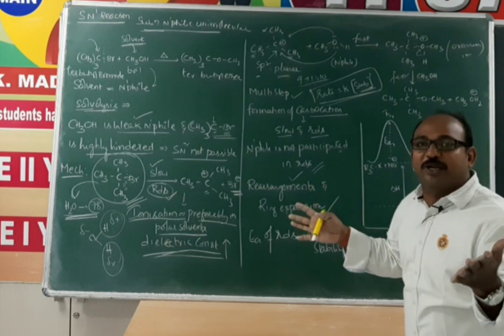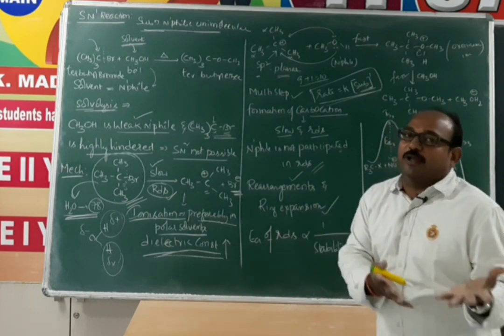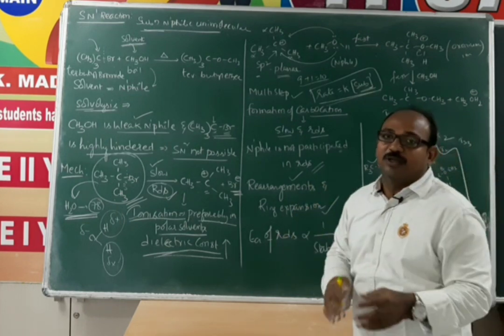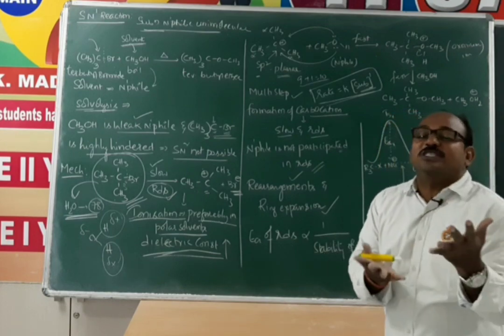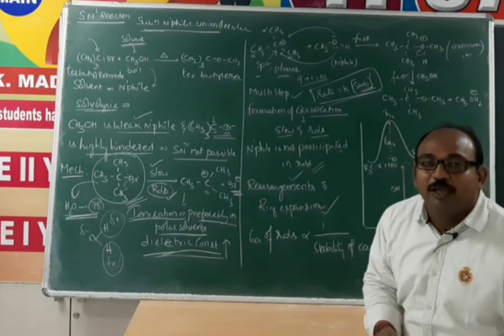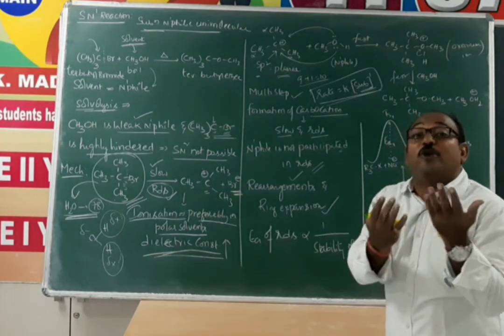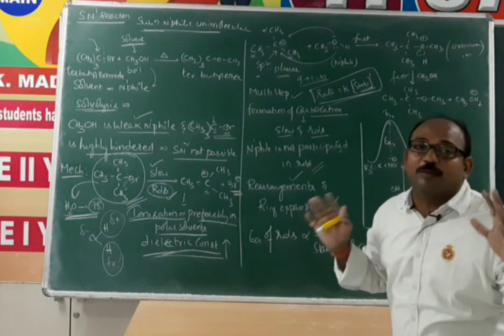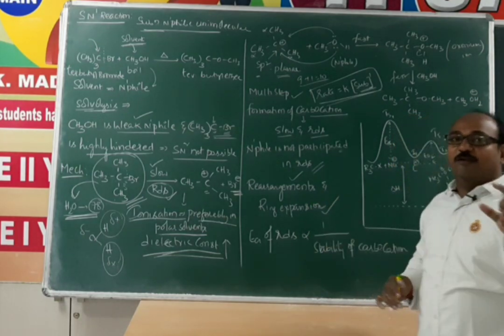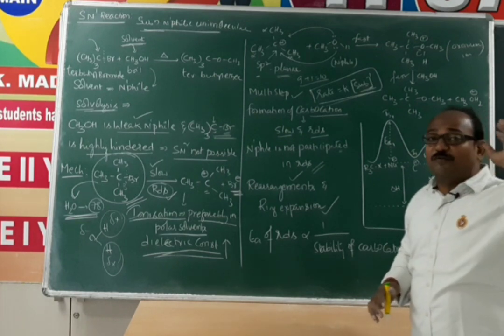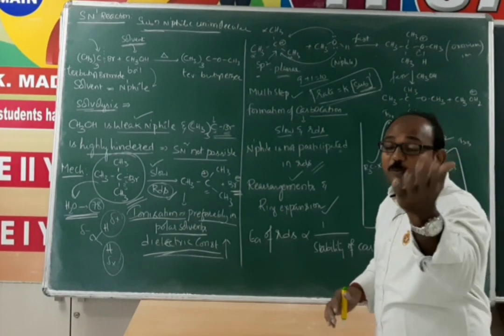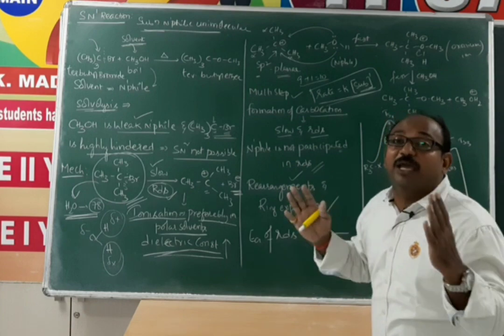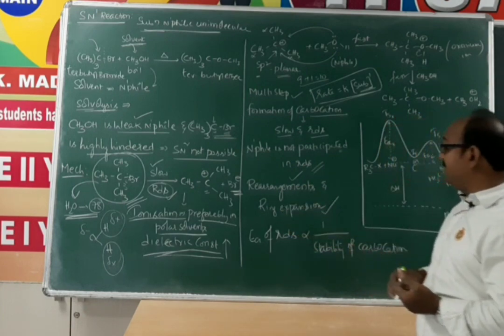Which one is the major product? The one from the carbocation which is more stable. The product we get from the more stable carbocation is the major product. Hope you got the point.